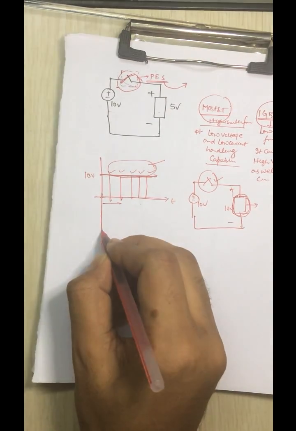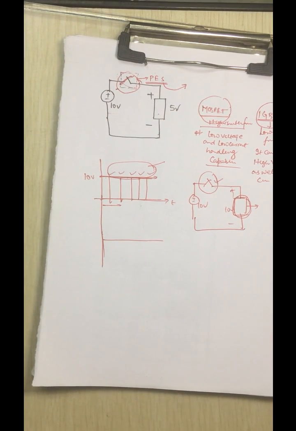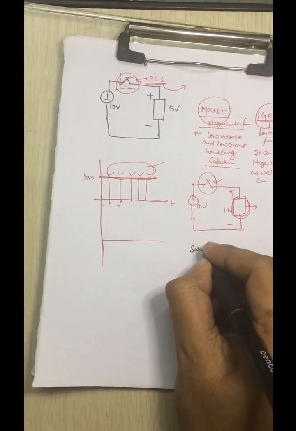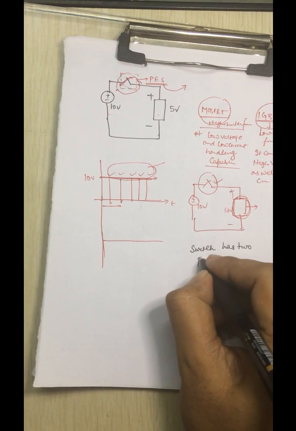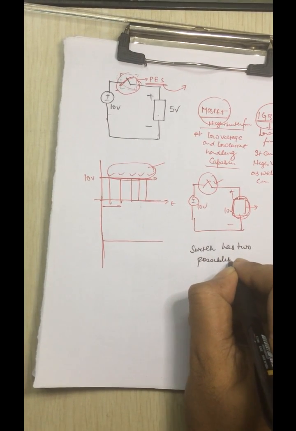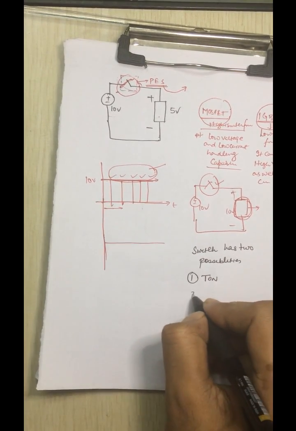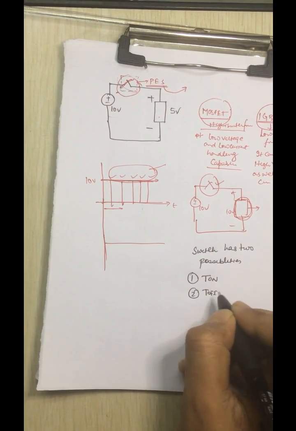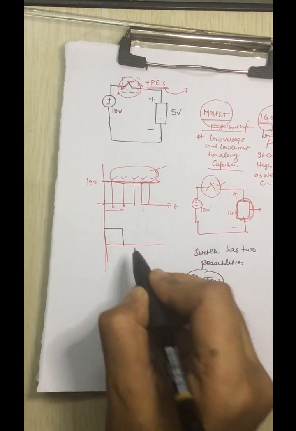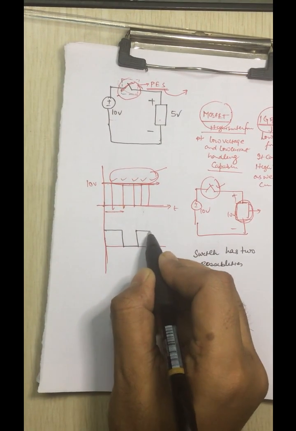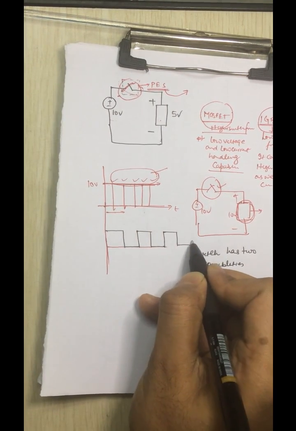Now, if we are making it, the switch has two possibilities. One is turn on, T on. The second one is T off. When it is turned on, this is T on. After that there is a T off. Again we are turning it on, again we are turning it off. The same thing will repeat and repeat.